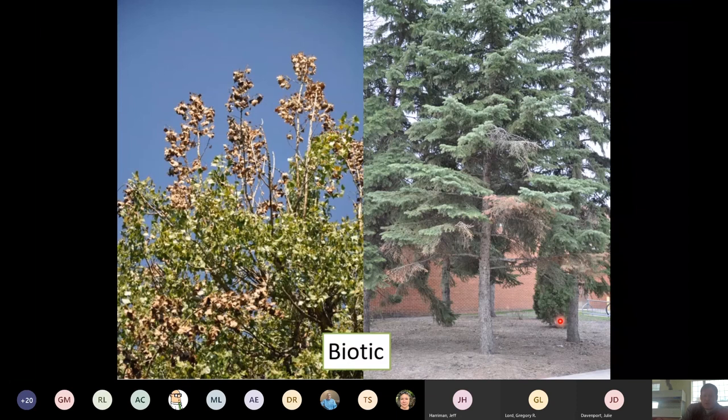Here's, excuse me, another biotic situation, and this really follows a pattern. So here we have various affected twigs or branch tips at the top of a poplar tree, and this is caused by poplar borer. And the boring insects, much like emerald ash borer, they tend to work from the top down.